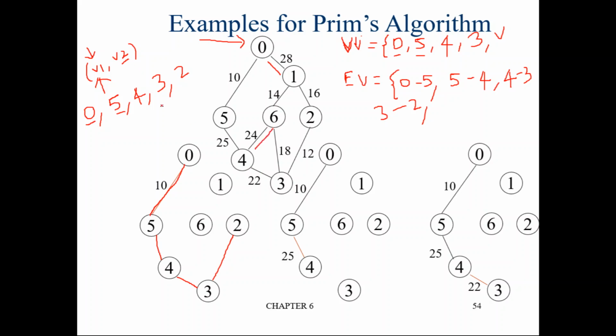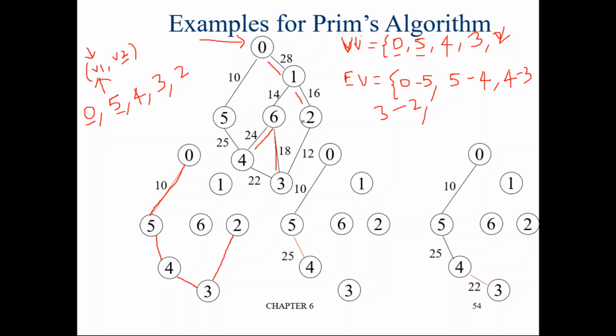4 to 3 we cannot take because 4 is in the list, 3 is also in the list. Next from vertex 3, 3 and 4 both are in the list, so we cannot take that. 3 and 6 we can take. 3 and 2 we cannot take because both are in the list. Then from 2, 2 to 3 we cannot take because both are in the vertex list. Next 2 to 1: 2 is in the list, 1 is not in the list. So this we can consider. So these are the 4 options we have.